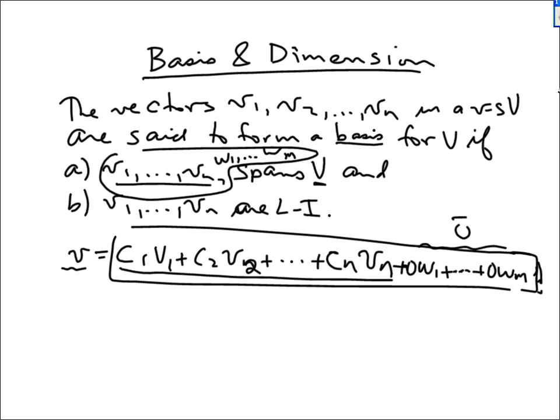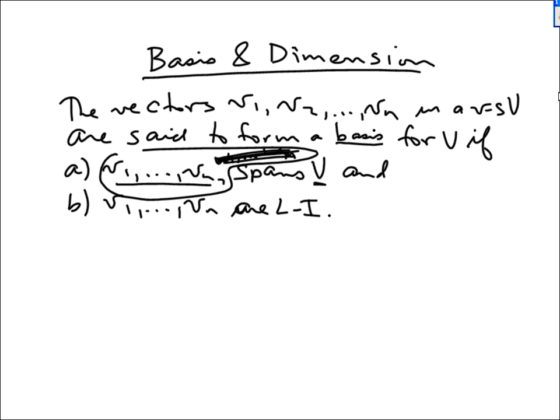And if I remove the vectors that I don't need, these extra vectors, now this set of vectors is linearly independent. Oh, it's a basis. If you have a set of vectors that's linearly independent and also spans V, then this set of vectors is called a basis for V.